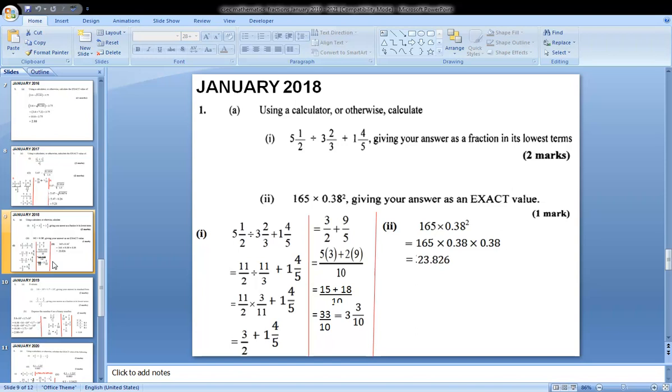So 11 over 2, we change the division to multiplication and invert or flip the 11 over 3. So 11 becomes the denominator, 3 becomes the numerator. And then we're going to add that to 1 and 4/5, or we could have added 9 over 5. So we cancel. 11 into 11 goes 1 time. So we're now left with 3 times 1 is 3, 2 times 1 is 2. So we're now left with 3 over 2, and that is added to 1 and 4/5, or 9 over 5. What do we do next?